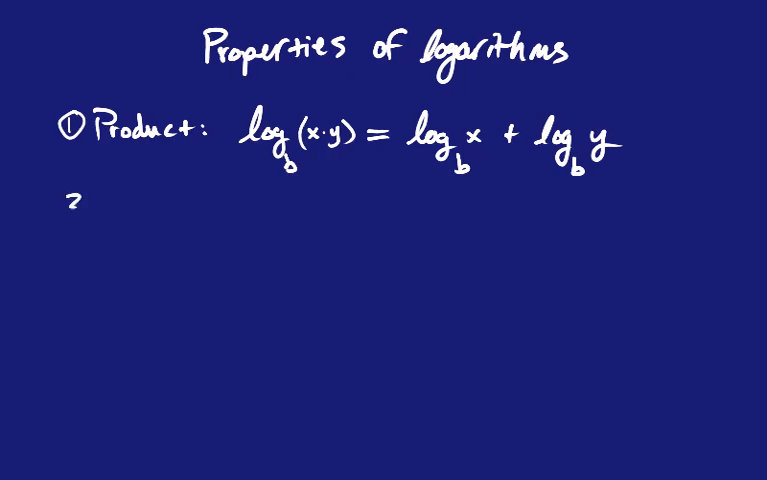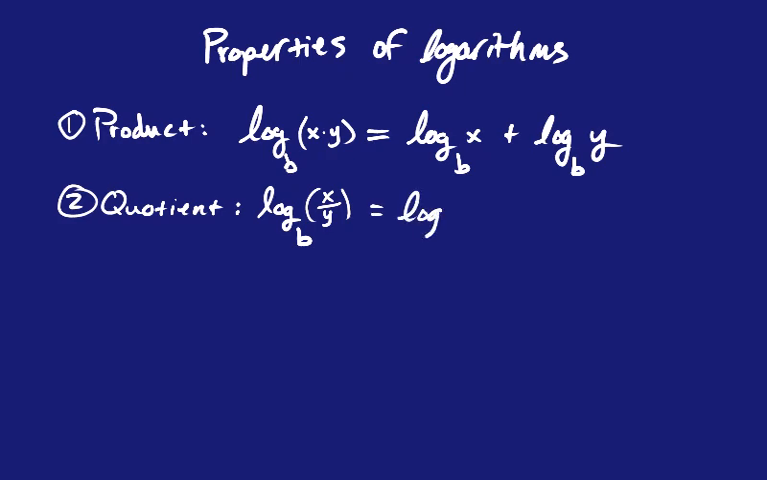The second one is the quotient property, and that is going to be log base b, and then instead of x times y, it'd be x divided by y, and it'd equal log base b of x minus log base b of y.